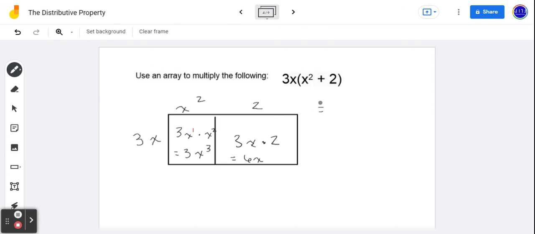So then therefore, using the distributive property to expand, which is just a fancy word for saying multiplication, we'd have a product of 3x cubed plus 6x. And again, that's all made possible by the distributive property. So we distribute 3x, that multiplier, over every term in the group.